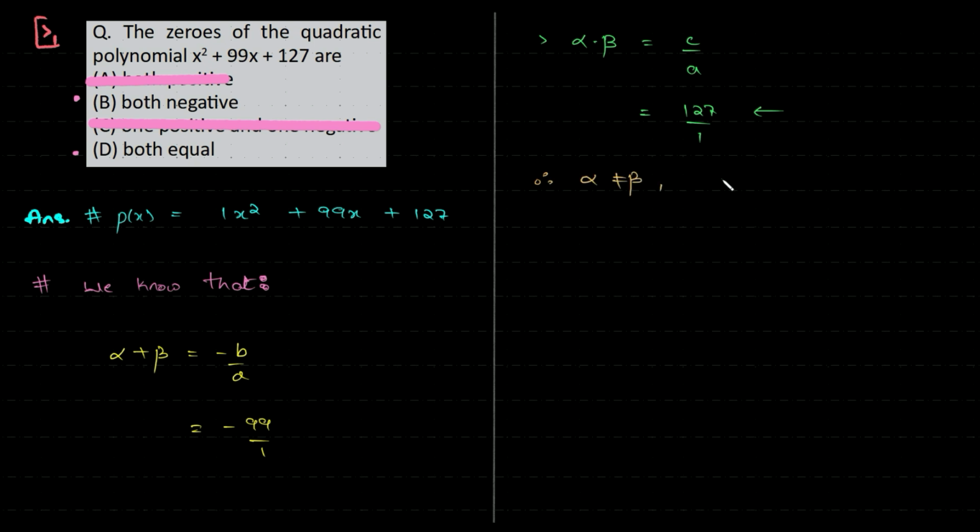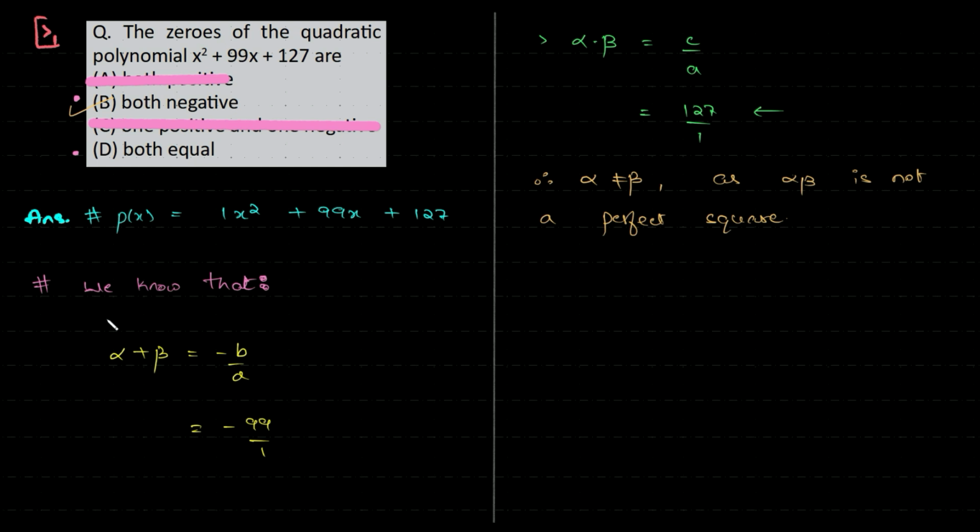Why? See, it's clear that alpha is not equal to beta. The reason being that the product alpha beta is not a perfect square. Since alpha beta is not the square of some number, alpha is clearly not equal to beta. So the answer is option B.